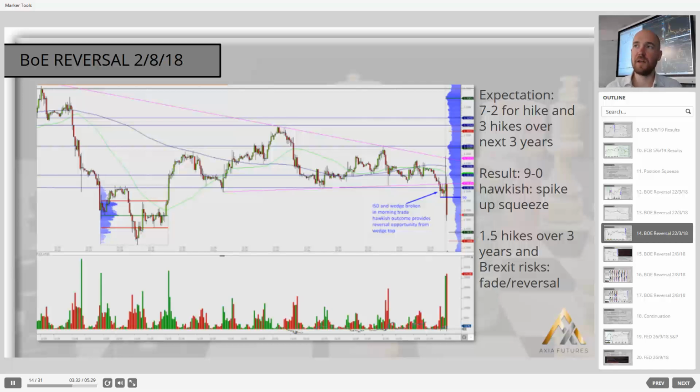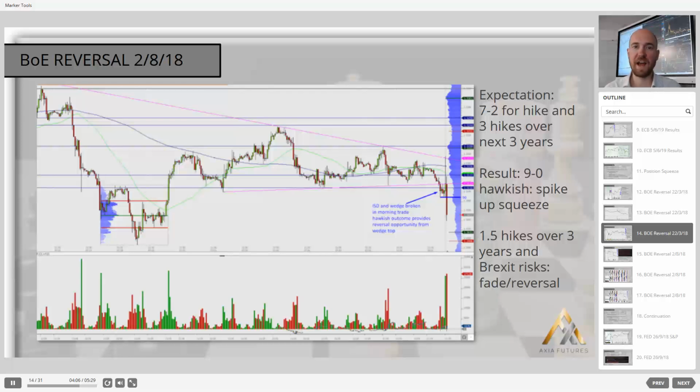So, in terms of expectation, what we're looking for here is a 7-2 vote for a hike and the suggestion that you're going to get 3 hikes over the next 3 years. So we're expecting a rate hike, and we're expecting 3 hikes to be indicated over the next 3 years. Now what you in fact get is a result of a 9-0. So no dissenters to this rate hike. Everyone votes for the hike. And this is what then squeezes those short positions out.